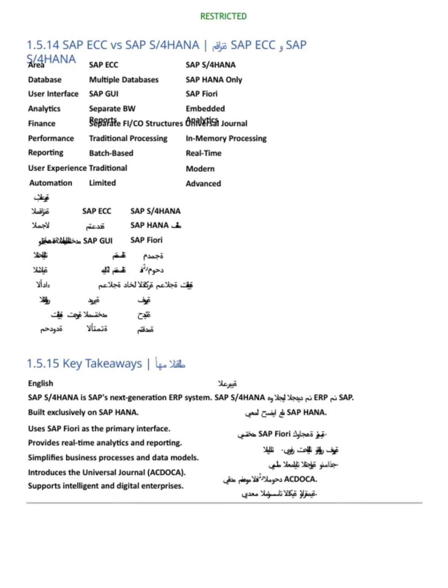Let's take a closer look at the key differences between SAP ECC and SAP S/4HANA. SAP S/4HANA is built exclusively on the SAP HANA platform, which means it uses in-memory processing for real-time analytics and reporting. It also introduces SAP Fiori as the primary user interface, offering a modern and intuitive experience. One of the biggest changes is the Universal Journal, known as ACDOCA, which simplifies finance and controlling by combining data into a single source. This shift supports smarter, more digital business processes overall.